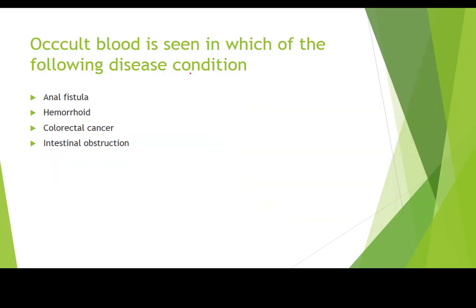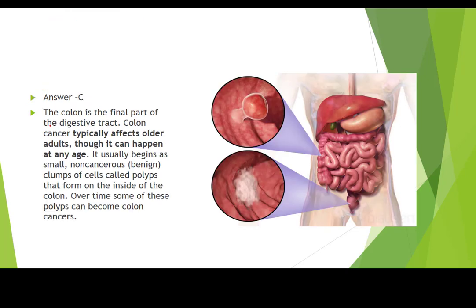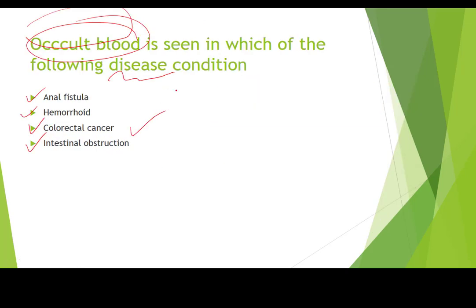Moving on to the next question: occult blood is seen in which of the following disease conditions? You have to select the disease in which occult blood will occur. Your options: A. anal fistula, B. hemorrhoid, C. colorectal cancer, D. intestinal obstruction. The correct answer is option C, colorectal cancer.